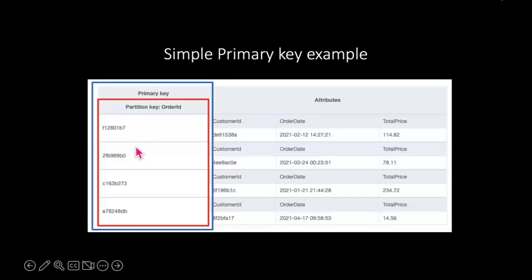So, having just said that, a simple illustration of the difference between simple and composite was this table, which is just storing orders. We could decide to make the order ID the primary key, in which case it's a simple primary key, and the order ID actually is the partition key as well. So that was fine. That was one approach.